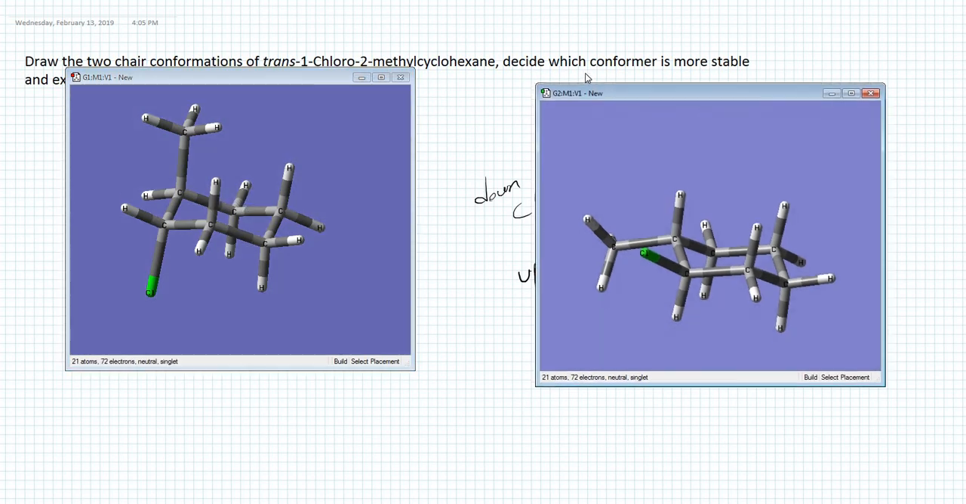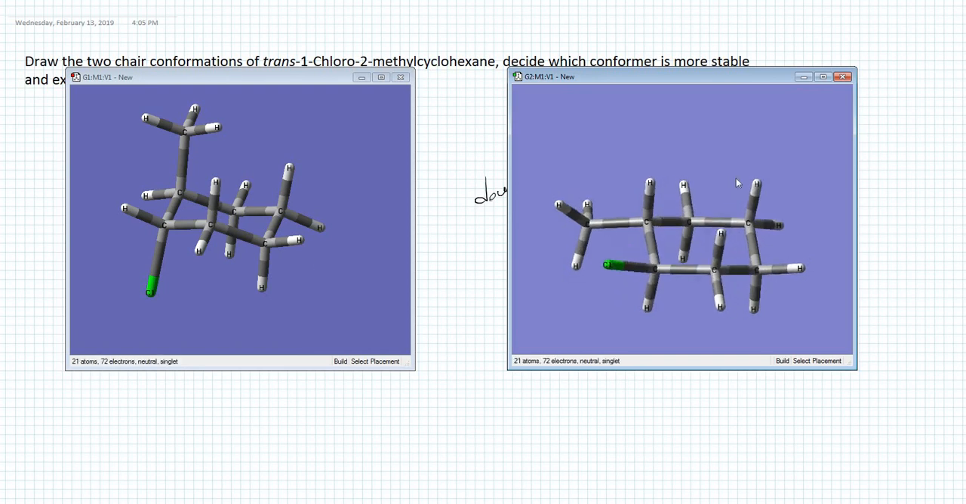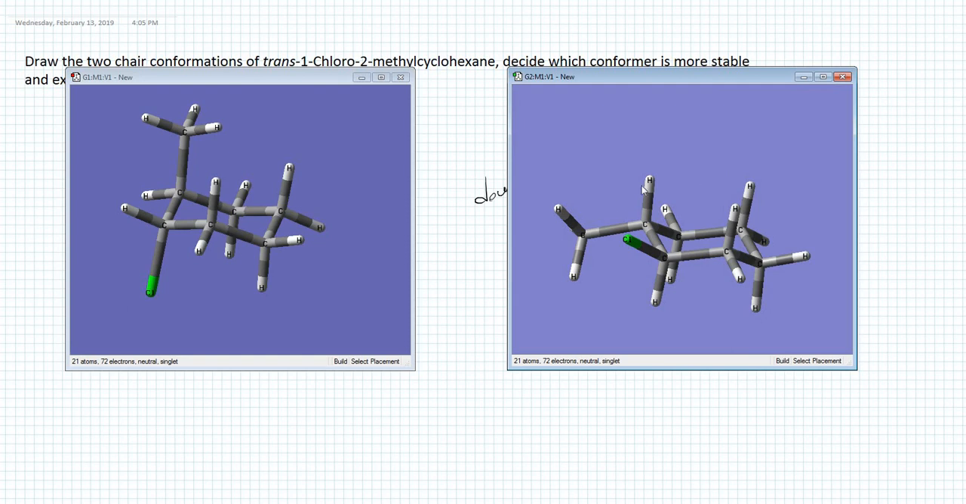For that reason, we can say that conformer A has more strain, has more energy, therefore it is less stable. So which conformer is more stable? Conformer B has less strain and less energy, and therefore it is more stable.